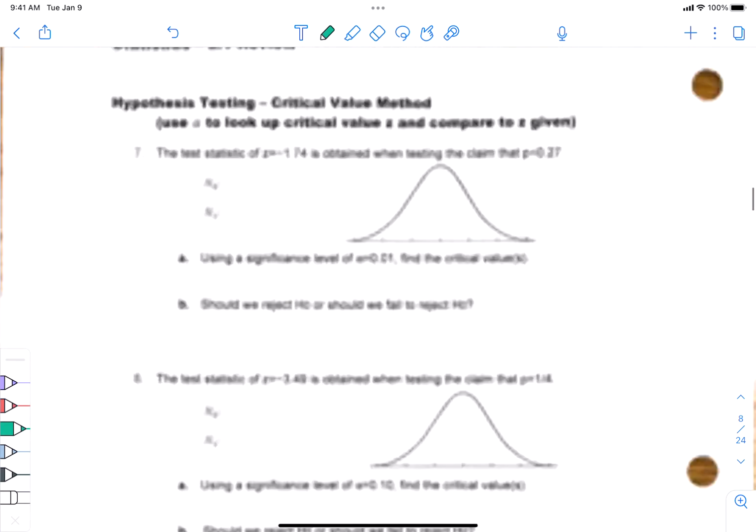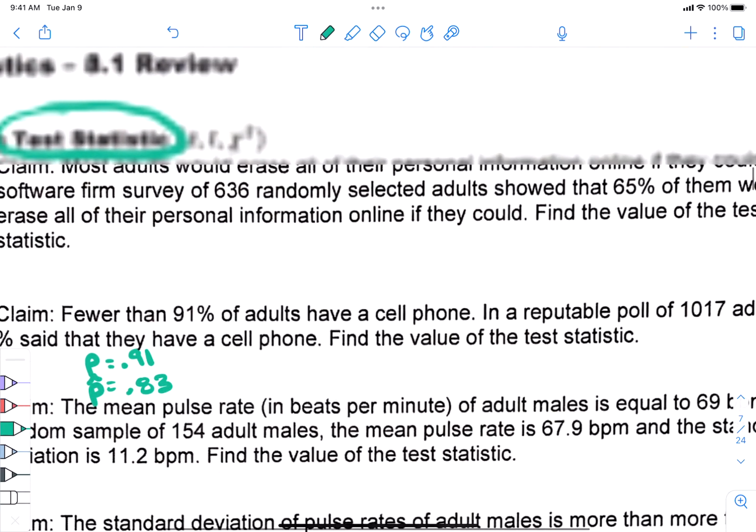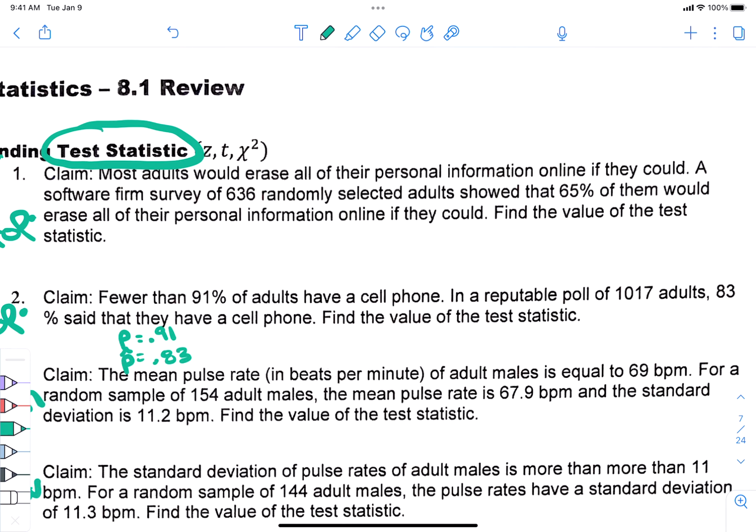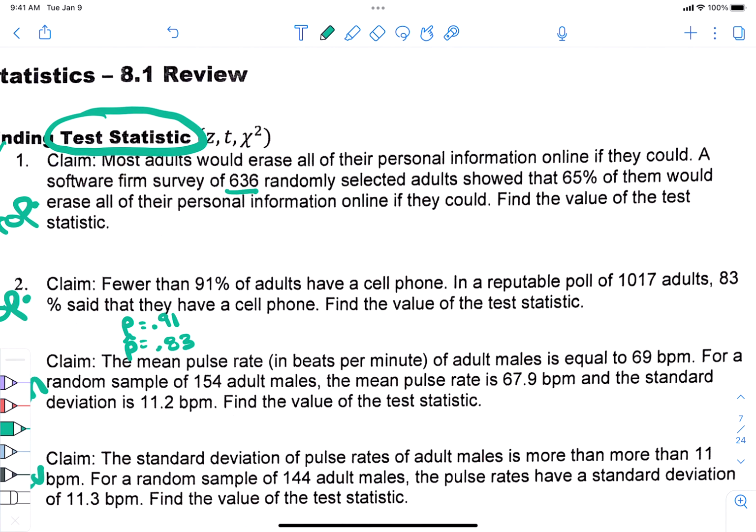Okay. Most adults would erase their personal information online. A software firm survey of this many selected adults showed that 65% of them would erase their personal information if they could. 0.65 is, oh, I didn't tell you that, P hat. P hat is 0.65. I lied to you. It says most. What does most mean? More than 50%. So P is going to be greater than 50%, or 0.5. Good call, Maddie. Yes, when they say most, use 0.5.